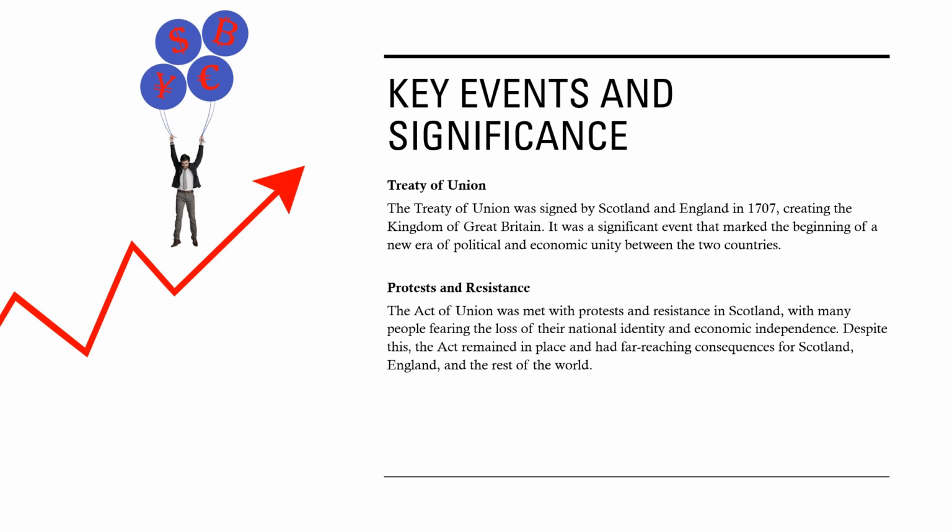Key events and significance. Treaty of Union. The Treaty of Union was signed by Scotland and England in 1707, creating the Kingdom of Great Britain. It was a significant event that marked the beginning of a new era of political and economic unity between the two countries. Protests and resistance. The Act of Union was met with protests and resistance in Scotland, with many people fearing the loss of their national identity and economic independence. Despite this, the Act remained in place and had far reaching consequences for Scotland, England, and the rest of the world.